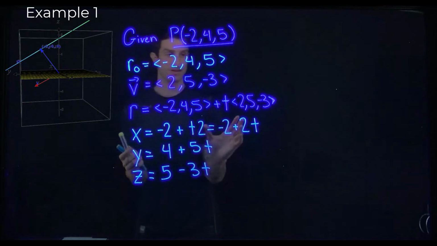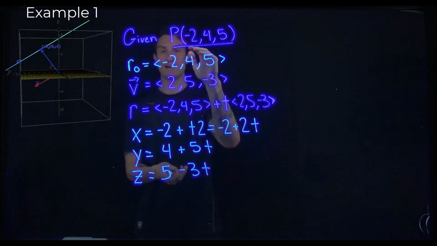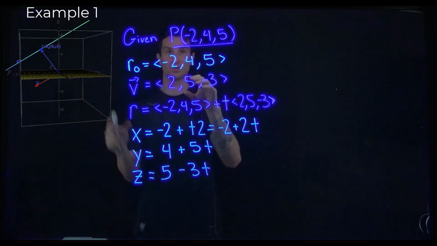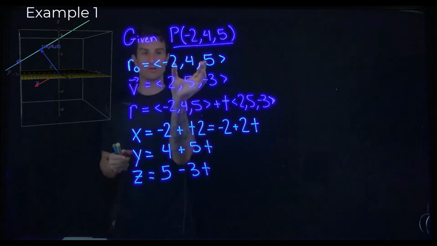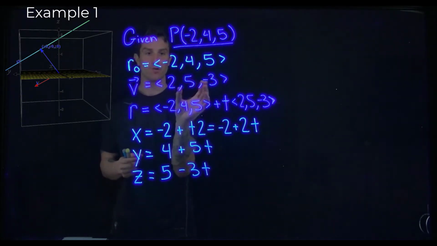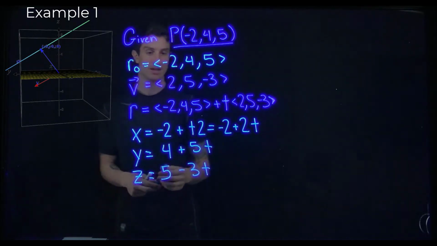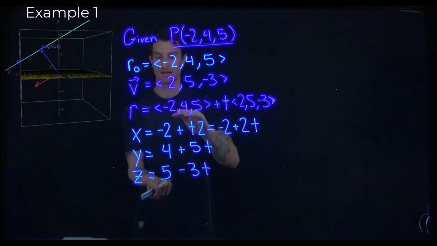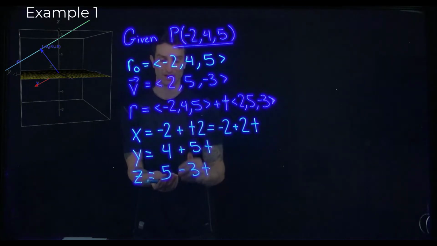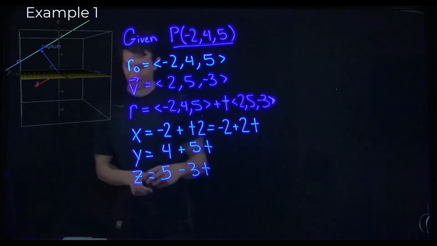Awesome. Okay, so this is our first example. Not too bad, right? I give you a point. We should see a visual over here. I give you a point, we can create this R naught vector. We are given a direction vector. That's all we need to write the equation of a line in 3 dimensions, and we have broken it down now parametrically into an x, y, and z. So that's our first option.